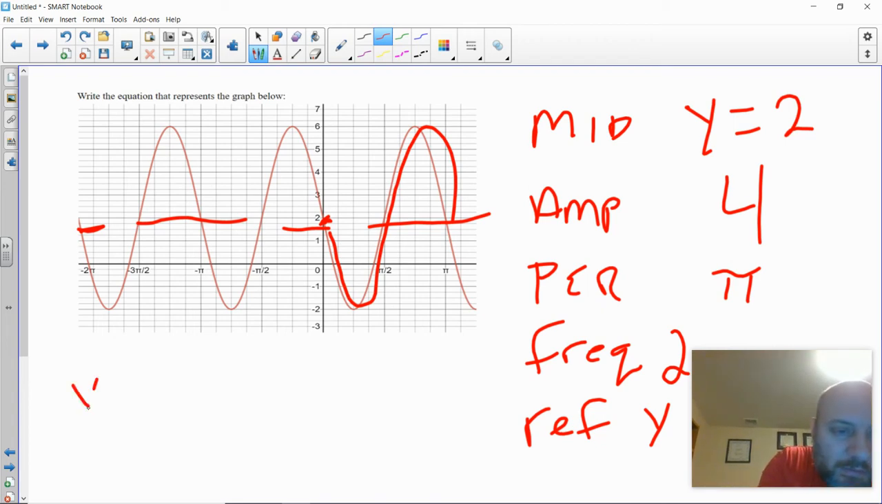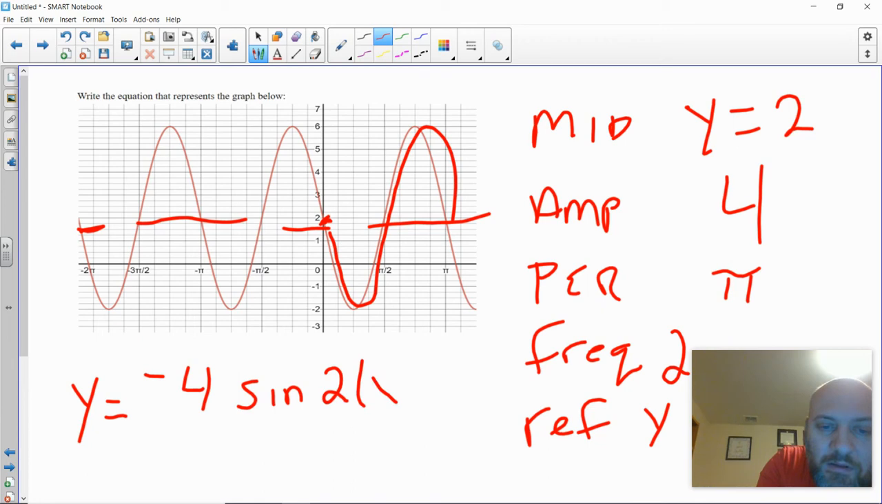So now I have enough to write an equation. Negative, the amplitude, 4. I'm looking at a sine curve with a frequency of 2 times x. I have no horizontal shift. And my midline is at +2.